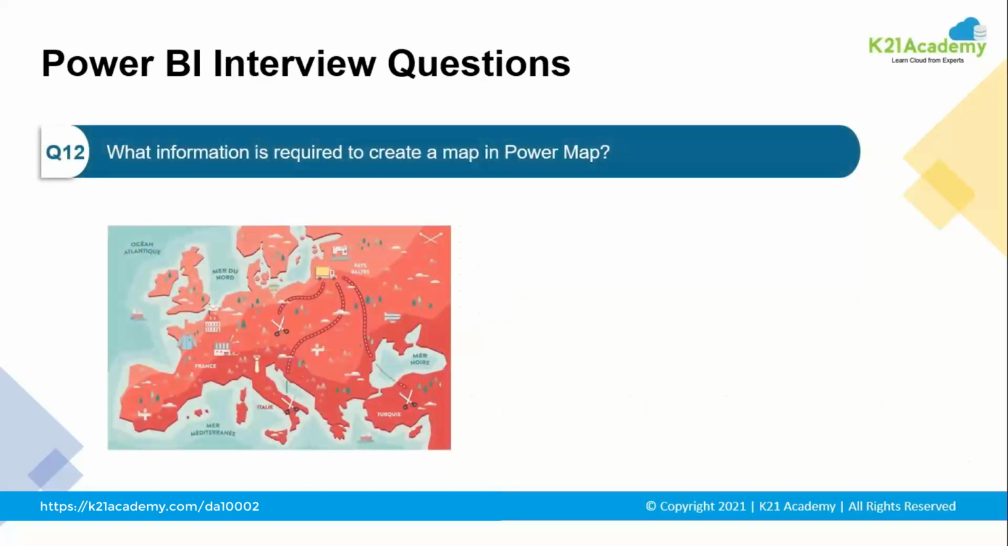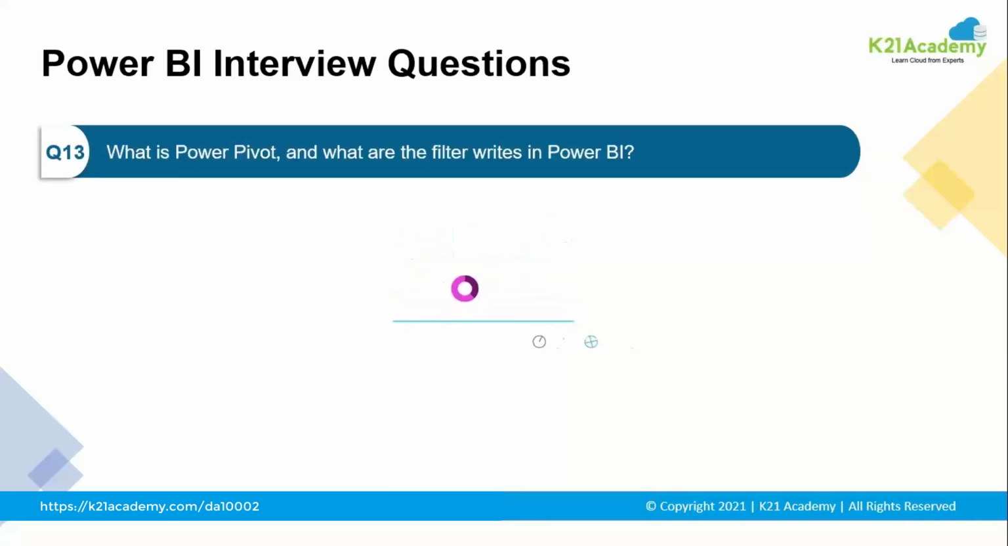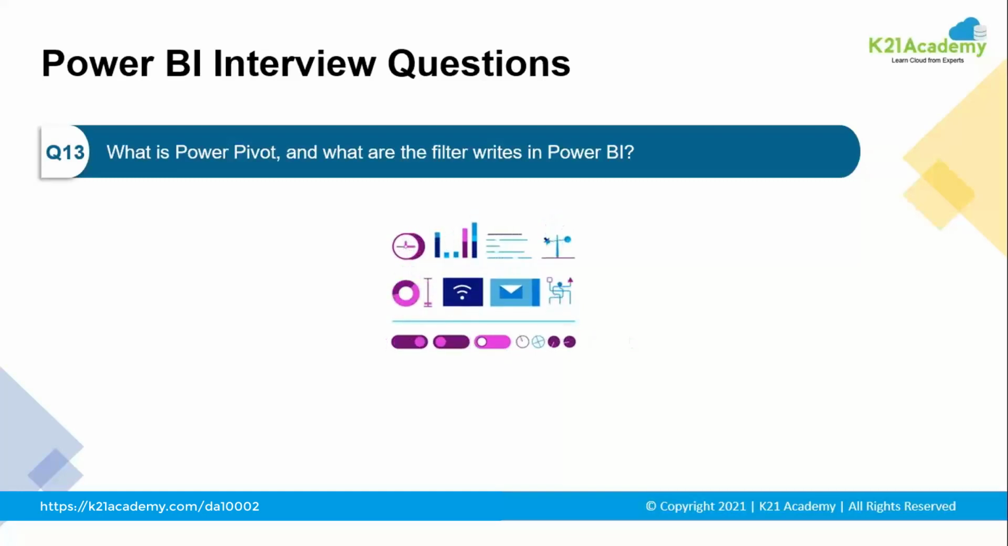Moving on to the next question, what information is required to create a map in Power Map? Well, Power Map can be used to display or visualize geography. Here we can pass various coordinates and see the various cities, states, countries, latitude and longitude that are available.